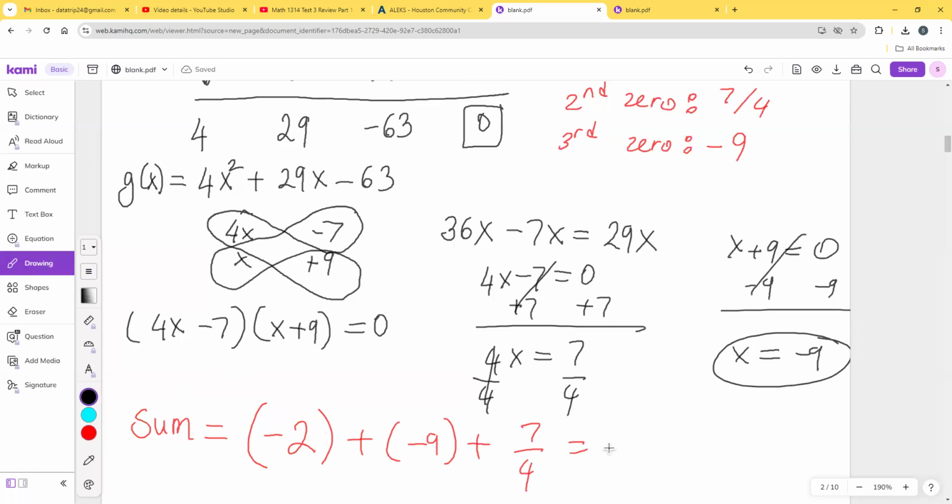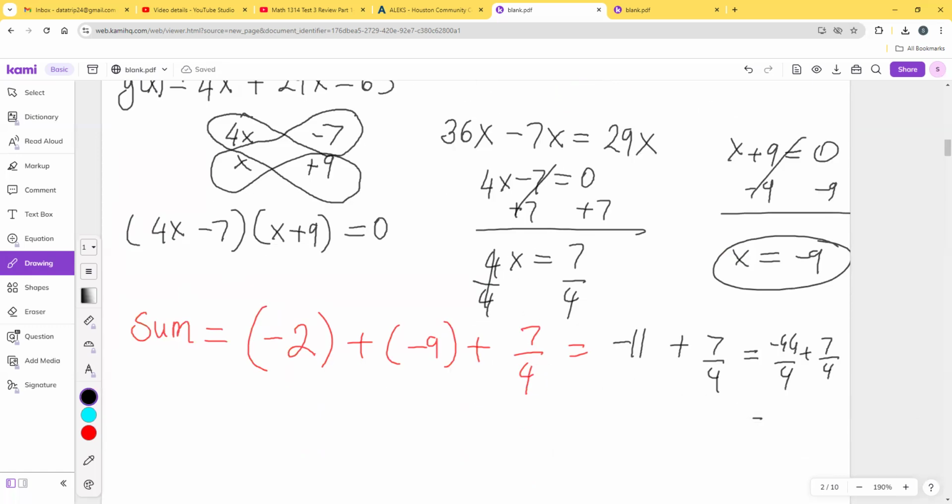If I add these two negative numbers, that's a negative 11. And then that's 7 over 4. Again, in order to add a whole number to a fraction, we have to get them in common denominators. Therefore, I will have to multiply this one by 4, so it will become negative 44 over 4. And then now I can add it with 7 over 4 once the denominators are matching. So it's going to give me a negative 37 over 4 as the answer to this question. This is how you do number 2 on the test.